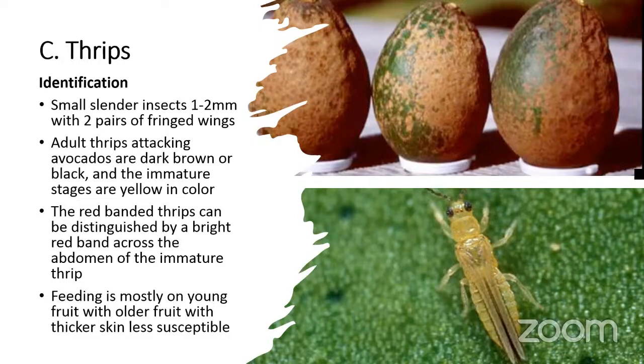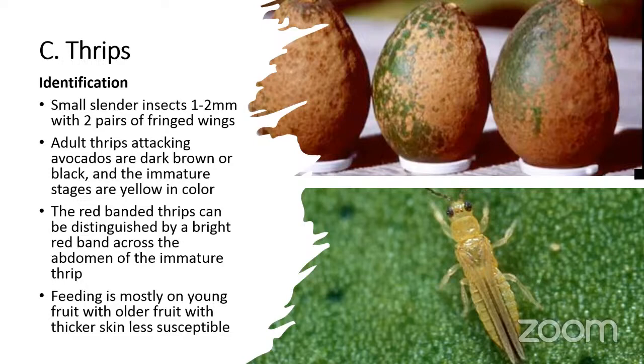Then the number 3 insect which we are looking at is thrips. How do we identify the thrips? Thrips are small, slender insects which are about 1 to 2 millimeters in size, with a pair of fringed wings. There is a picture showing the thrip down there, and also the damage which they cause in the avocado.